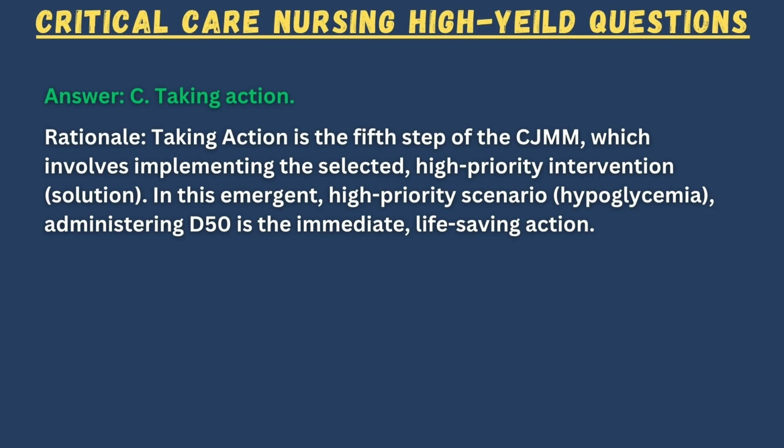Answer: C. Taking action. Rationale: taking action is the fifth step of the NCJMM, which involves implementing the selected high-priority intervention solution. In this emergent high-priority scenario, hypoglycemia, administering D50 is the immediate, life-saving action.